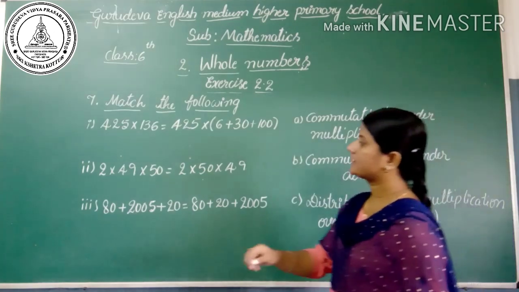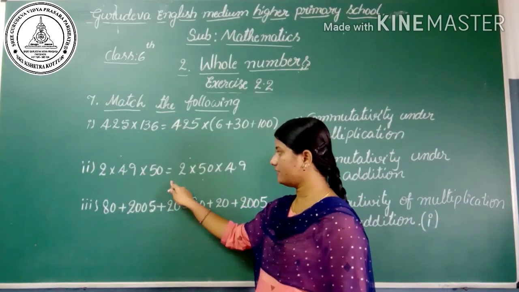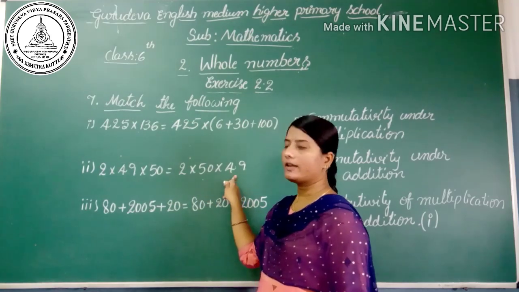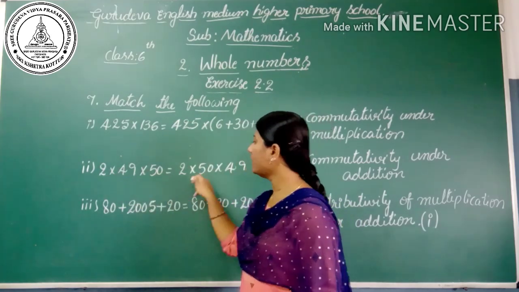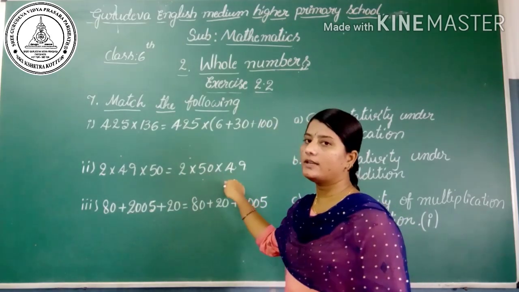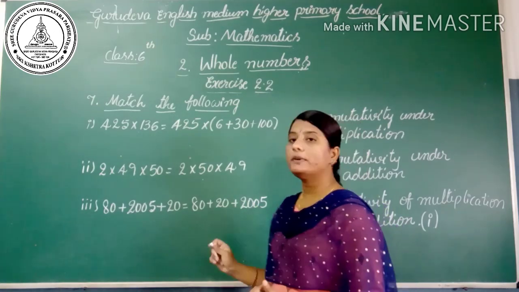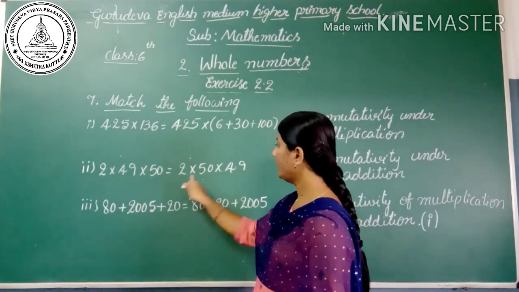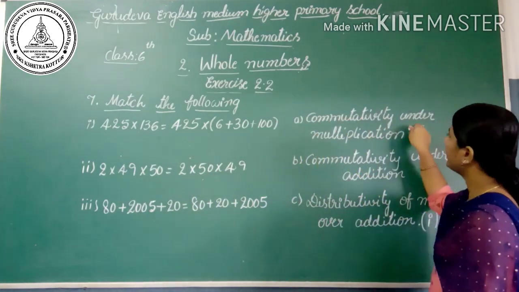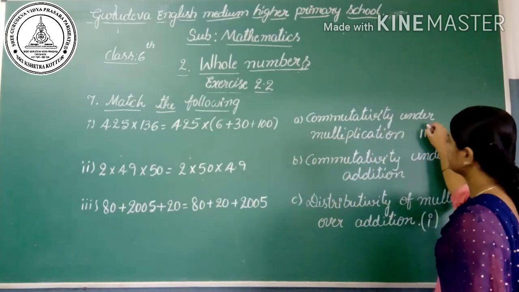Then next, second question: 2 into 48 into 50, which is equals to 2 into 50 into 48. Observe here the order of the numbers is changed in the multiplication. So we are changing the order in the commutative property over multiplication. You see here, commutativity under multiplication. It is the second one.